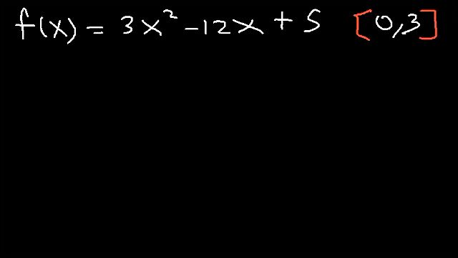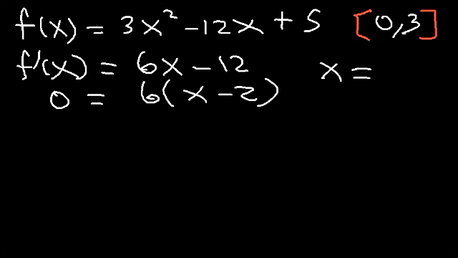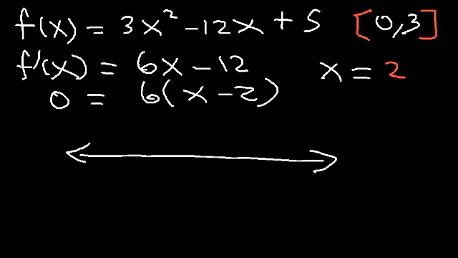So let's begin. The first derivative is equal to 6x minus 12. Let's set it equal to 0, and let's take out a 6. So we can see that the critical number is x equals 2. Now let's make a number line. Let's plug in a number to the right of 2. If we plug in 3, 3 minus 2 is positive. And if we plug in 1, 1 minus 2 is negative. So it changes from negative to positive.